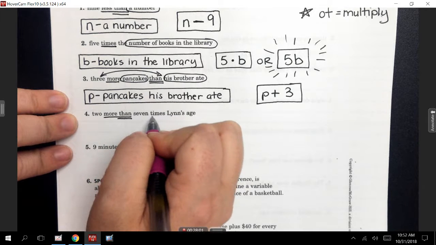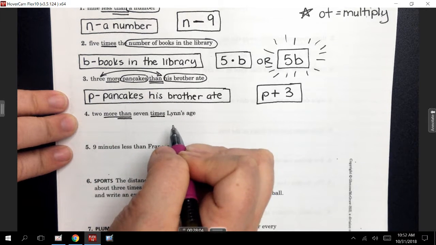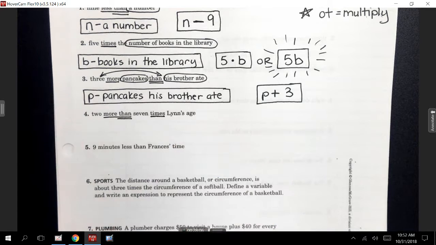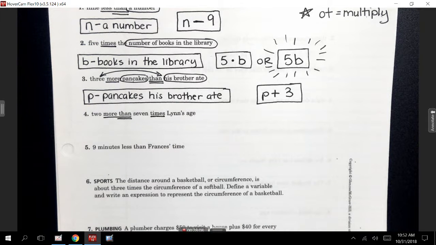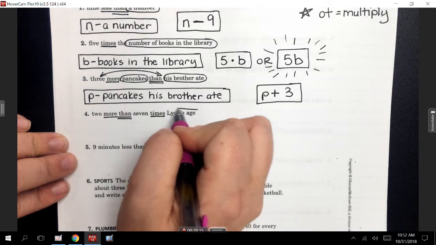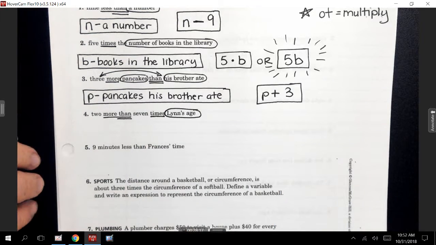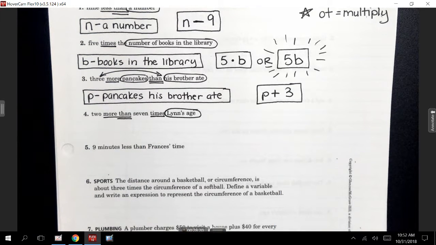All right, 2 more than 7 times, ooh, that's another word, times Lynn's age. So here we got more stuff going on. What is it that I don't know? What information am I missing from here? Lynn's age. We need to know Lynn's age, all right? Now, guys, we have a couple of letters, and I should have mentioned this ahead of time. We have a couple of letters that when I write them, they can look like other math. Like an L. If I write a lowercase l, what does it look like? A 1. If I write a T, what does a T look like sometimes?